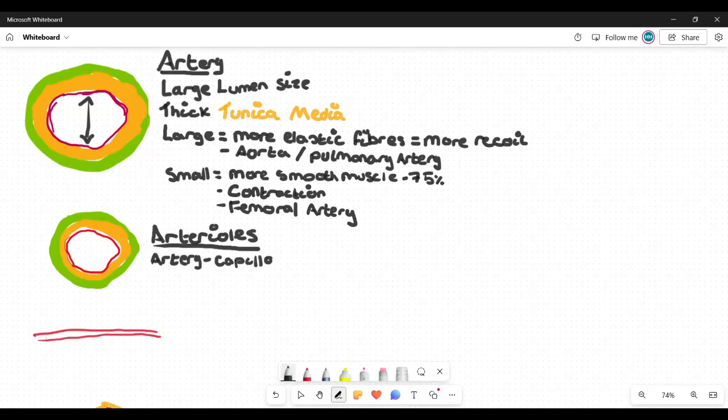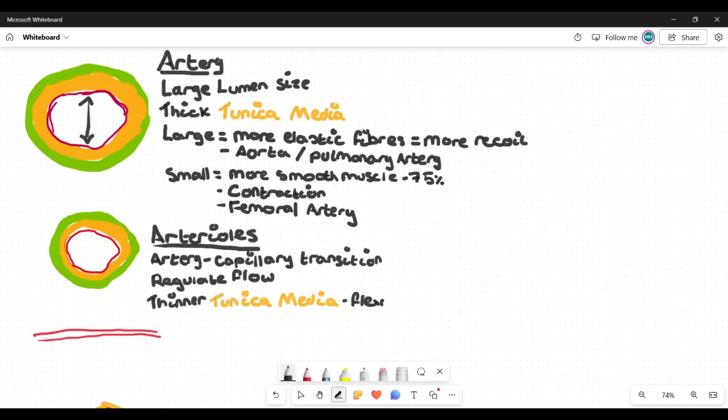Arterioles are the transition between arteries and capillaries and control the flow of blood into the capillaries by increasing or decreasing the resistance by increasing or decreasing their lumen size. They have much thinner walls, with their tunica media containing 1 to 2 layers of smooth muscle to be able to contract or relax in response to the body's needs. Essentially, these are the bouncers allowing blood in or out of the capillaries.